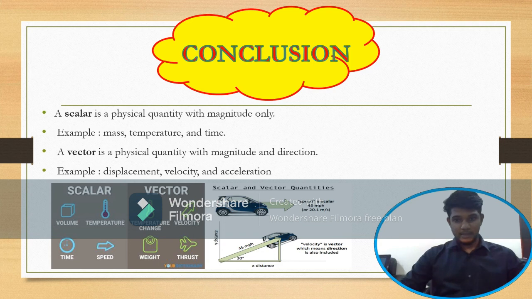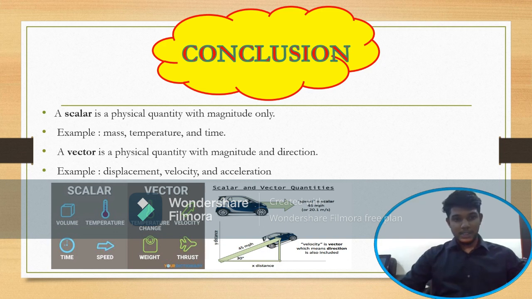So let's start. A scalar is a physical quantity with magnitude only. Examples of scalar are mass, temperature, and time. As I just said, scalar is a physical quantity with magnitude only. So there's only magnitude and nothing else involved. The examples that only involve magnitude are mass, temperature, and time.